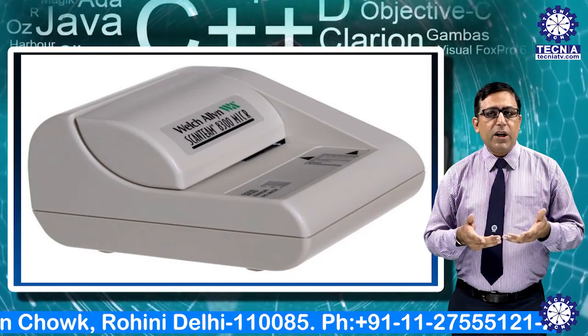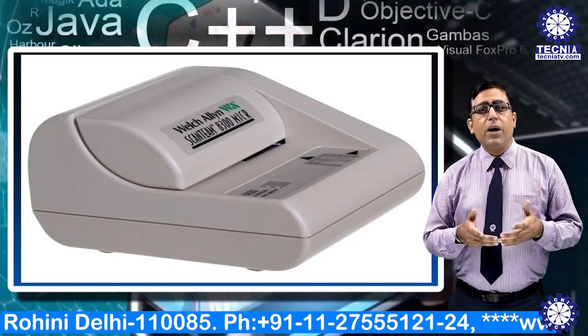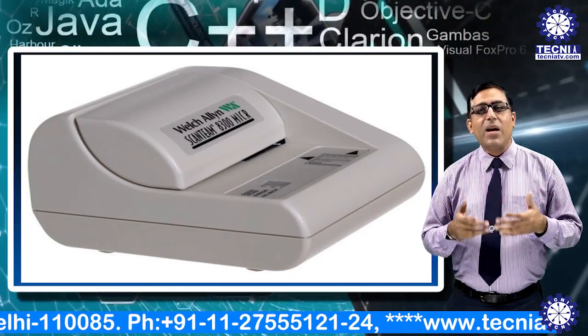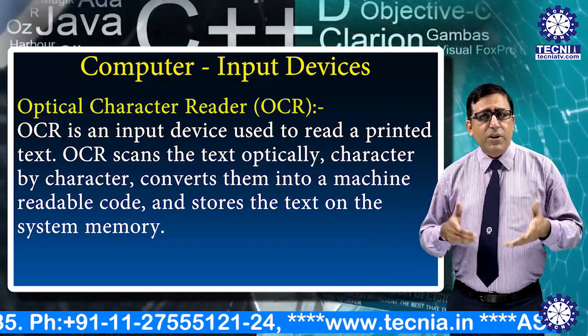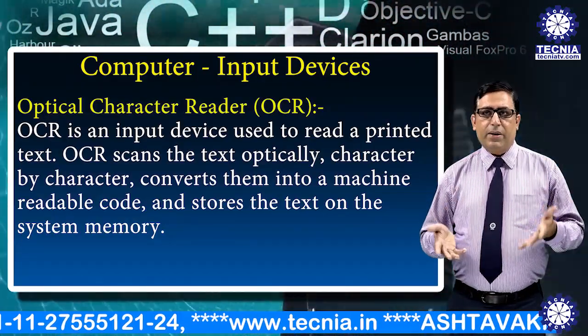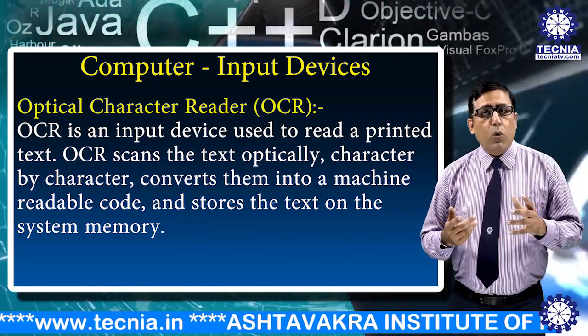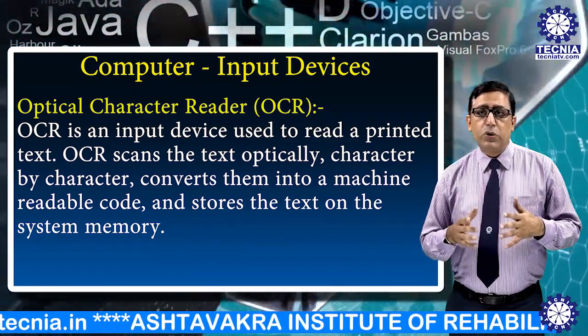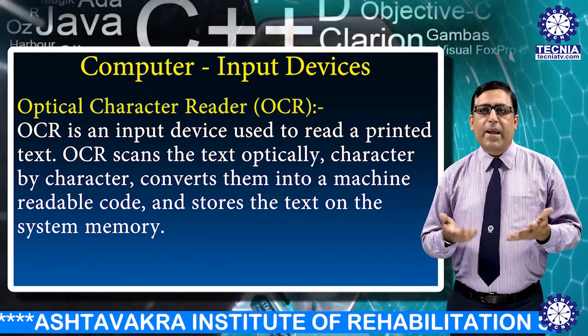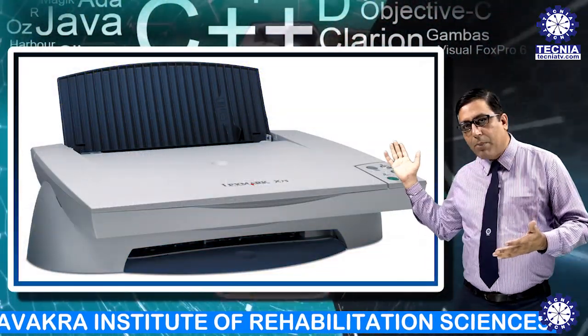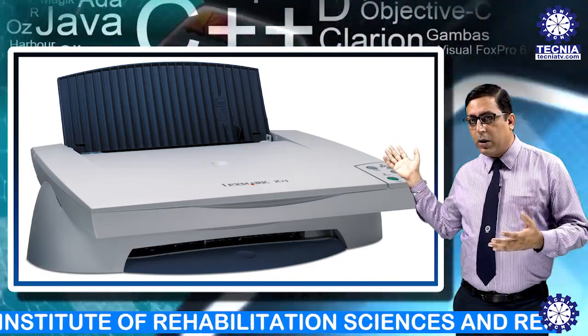The main advantage of MICR is that it is very fast and less error prone. The next input device is optical character reader. Sometimes we call it OCR. OCR is an input device used to read a printed text. You can see the diagram of OCR, how OCR looks.